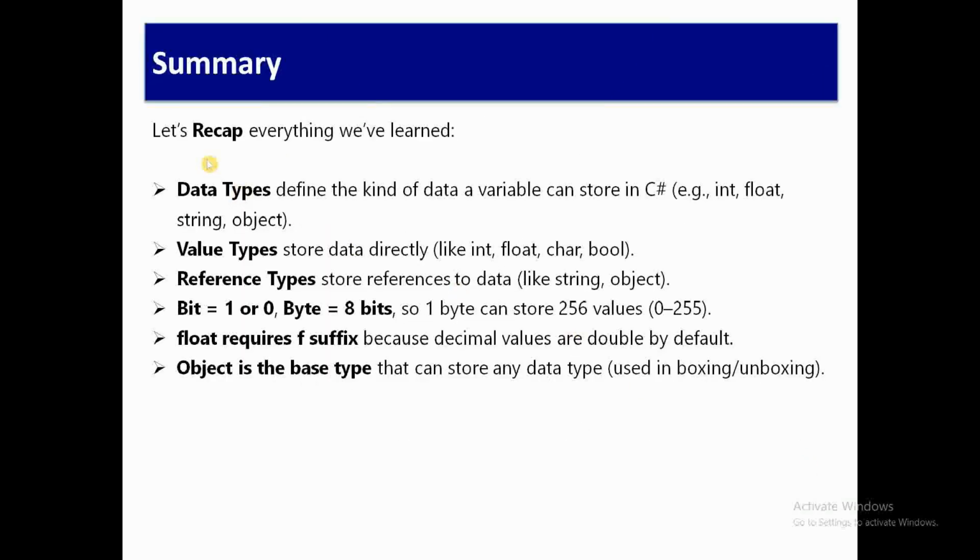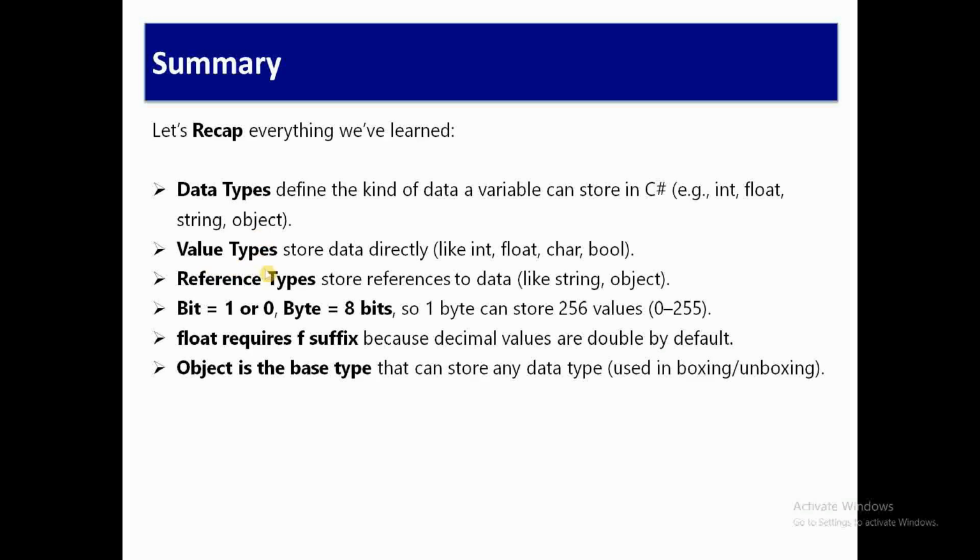Next we have a summary. So let's revise what we learned today. First one is data types. They define the kind of data a variable can store in C#. For example, int, float, string, object. We have many data types, as we already studied: integer, float, string, object. In integer we can put numbers, in float we can put decimal values, and in string we can put any words or text. Object supports all kinds of values like numbers, strings, boolean.